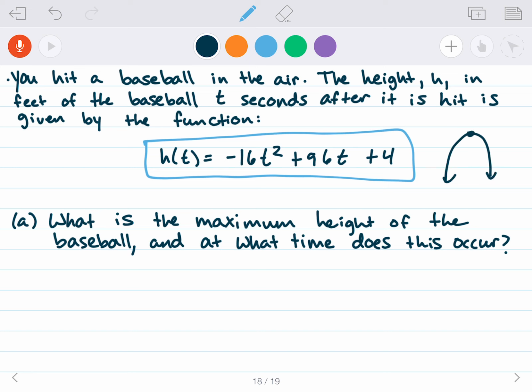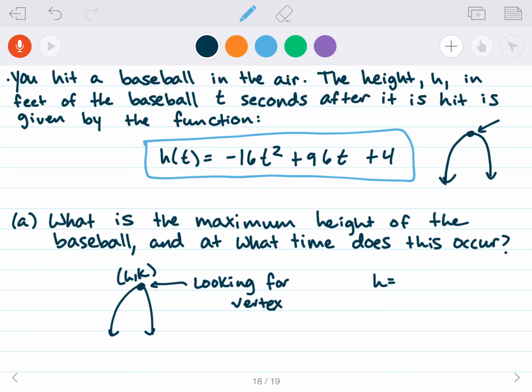It's going to be an upside down parabola because of this negative. That's our a value. And so what we're looking for is right here. We're looking for the maximum height, aka the vertex. And we know how to find the vertex. Graphically, we just put it in Desmos. Algebraically, we can say, well, the vertex is going to be h comma k, and h is negative b over 2a.